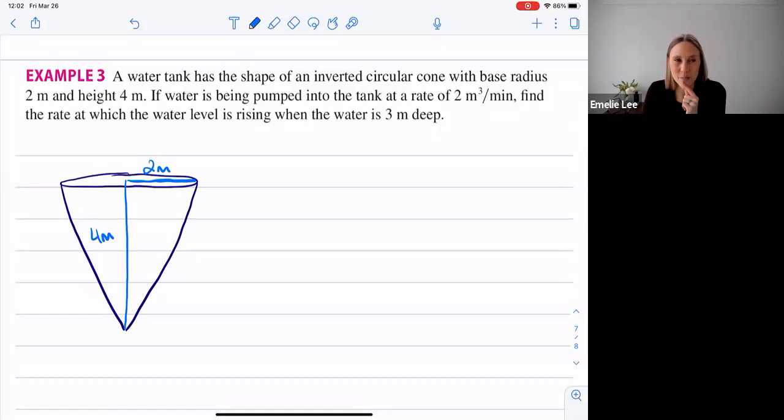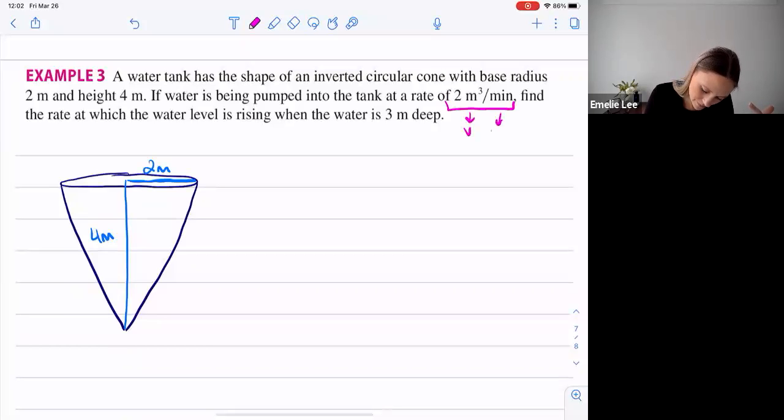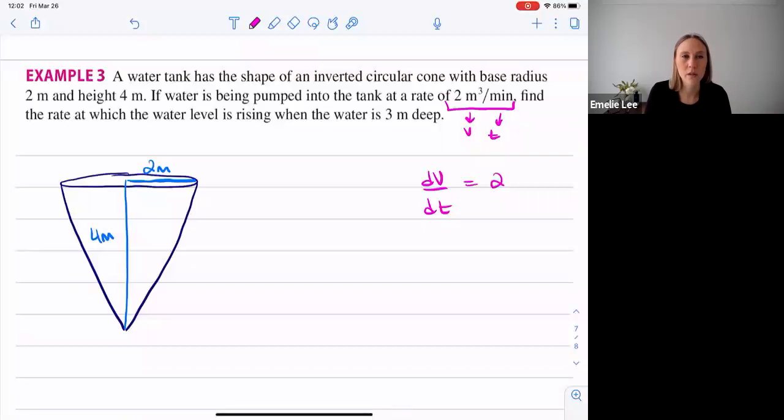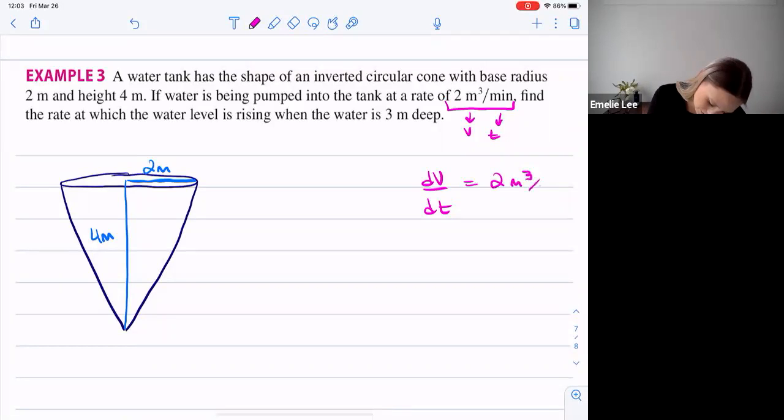So in this example, what's happening is the water is going in at some rate, at a rate of 2 meters cubed per minute. Okay? So that must be, so meters cubed is volume and minute is time. So that's what tells me that this must be dV dt. Volume, time. So that's what tells me that dV dt is 2 meters cubed per minute. Okay.